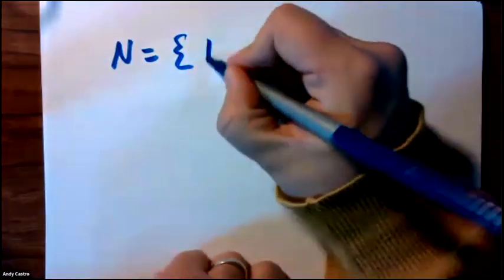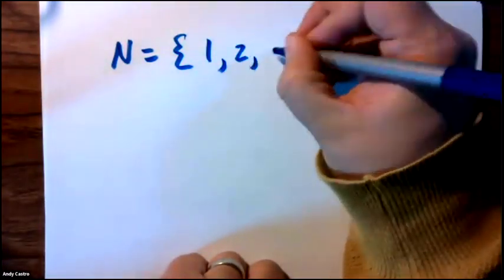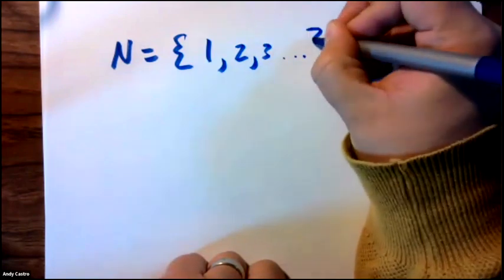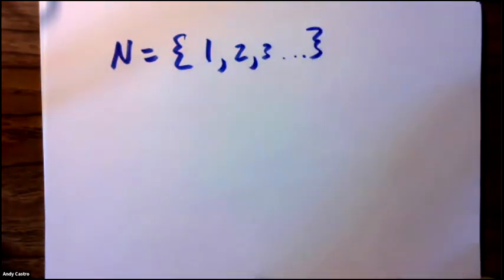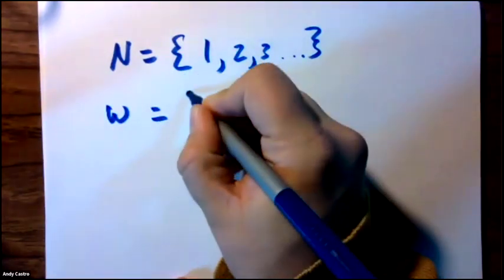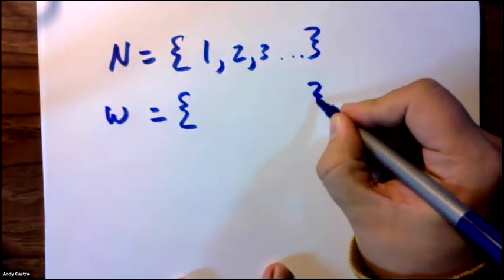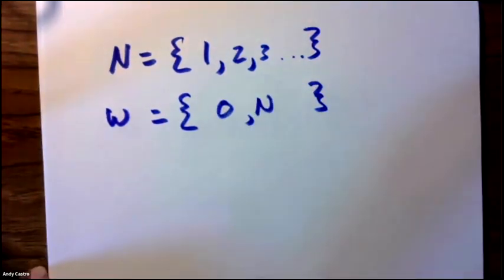So we started out with the idea of what is a natural number? And we talked about how a natural number begins with the number 1, and then it adds the number 1 to itself, so on and so forth until infinity. The whole number, denoted by W, includes all of the natural numbers, but begins with the number 0.